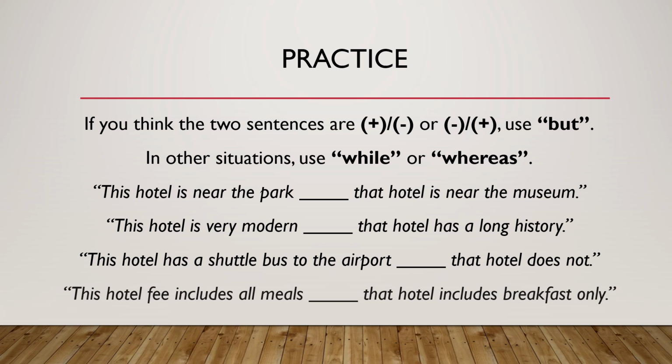Next. This hotel fee includes all meals. That hotel includes breakfast only. What do you think? I think this is also positive negative. All meals sounds better than breakfast only. I want to use but here. This hotel fee includes all meals, but that hotel includes breakfast only.